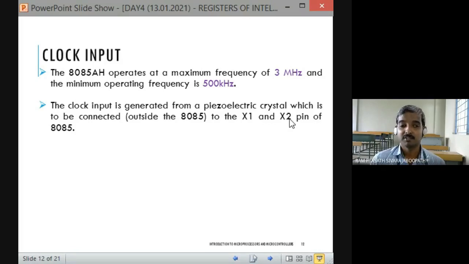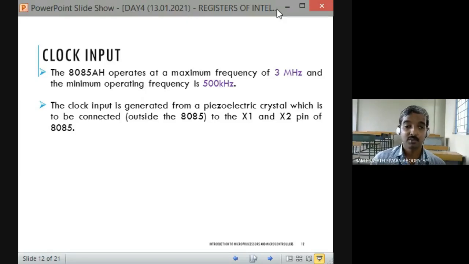pulse. Okay, so the 8085 microprocessor must be provided with a power supply of 5 volt, and you have to connect a clock input. By this means the piezoelectric crystal can be connected across the terminals X1 and X2 of the 8085 microprocessor. So what is the purpose of the X1 and X2 pins? Write it down. It is to connect the crystal externally to the 8085 microprocessor so that internally it will generate a clock signal.